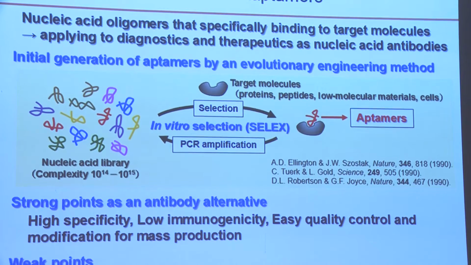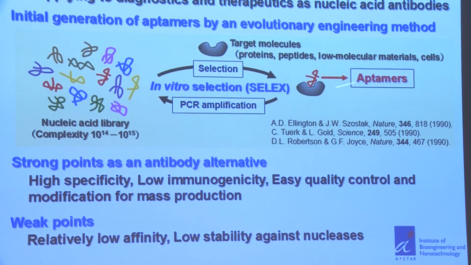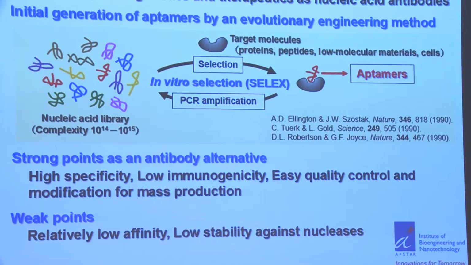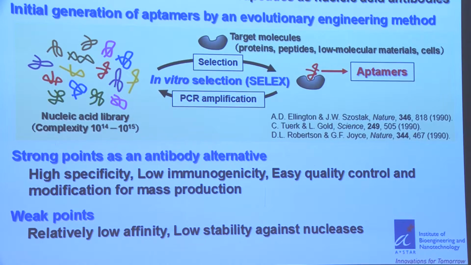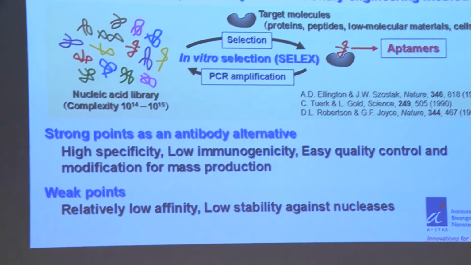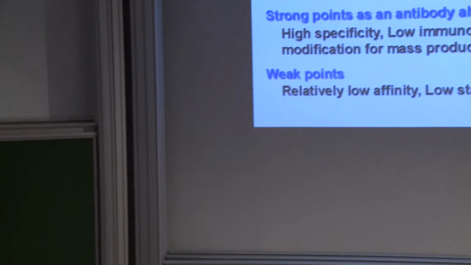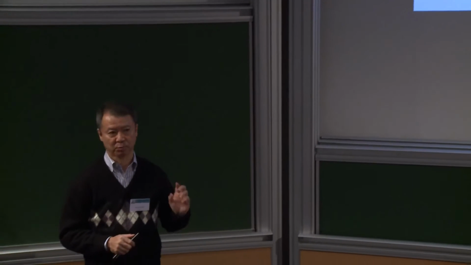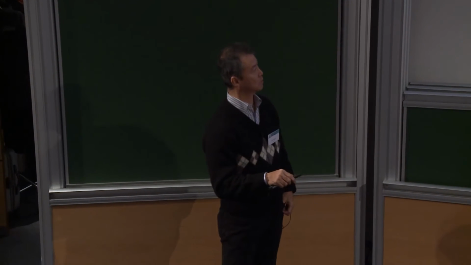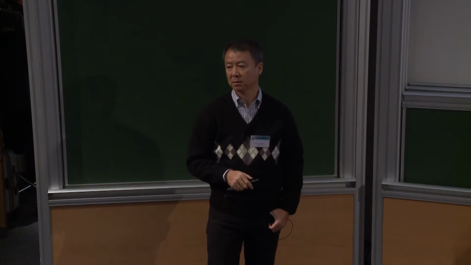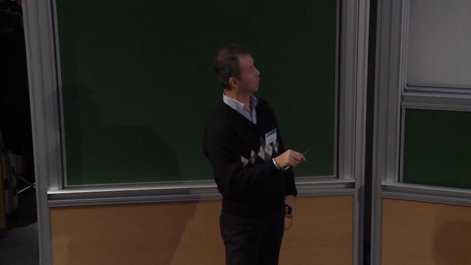But the weak point is the affinity is relatively low as compared to antibodies. This is because there are only 4 bases compared to 20 amino acids. That is a problem. Another one is low stability against nucleases. I explained these problems first.